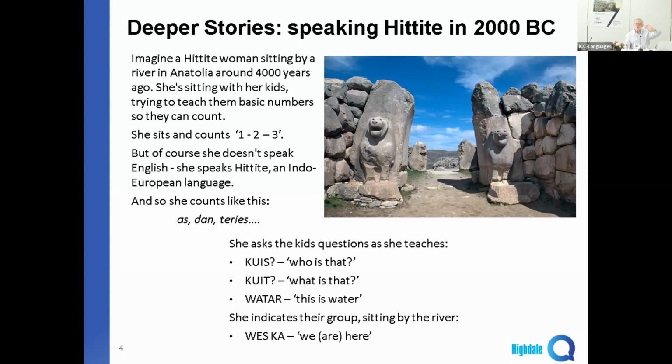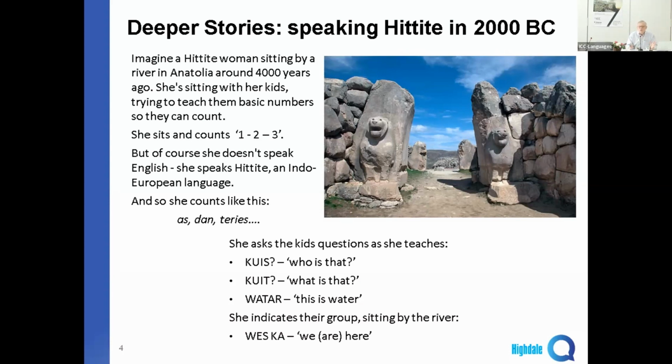And she also uses other words to practice their language. Quis, who is that? Quit, what is that? Water, this is water. Can you recognize the word? Yeah, because it's Indo-European. Quis, quit, it's the same in Latin. It's almost the same word in Latin and in French. Slightly changed phonologically. And the bottom, she points to their group and says, Wes, ca, we are here. We, Wes, ca, here. If you know Spanish, acá means here.